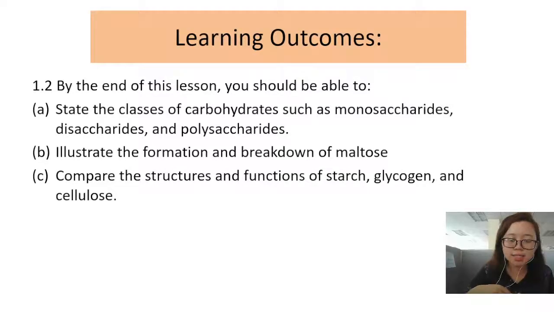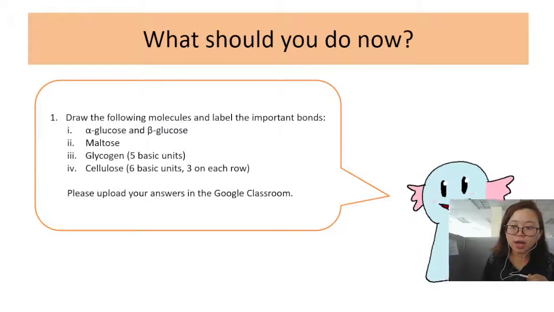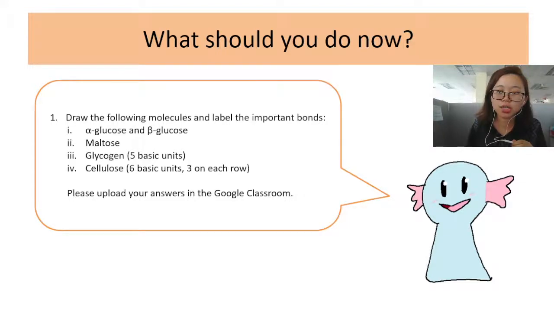By the end of this lesson, I hope you are able to state the classes of carbohydrates. I hope you're able to illustrate the formation and breakdown of maltose, and I hope you're able to compare the structures and the functions of starch, glycogen, and cellulose. What should you do now? Now you should take out a piece of paper and draw the following molecules and label the important bonds.